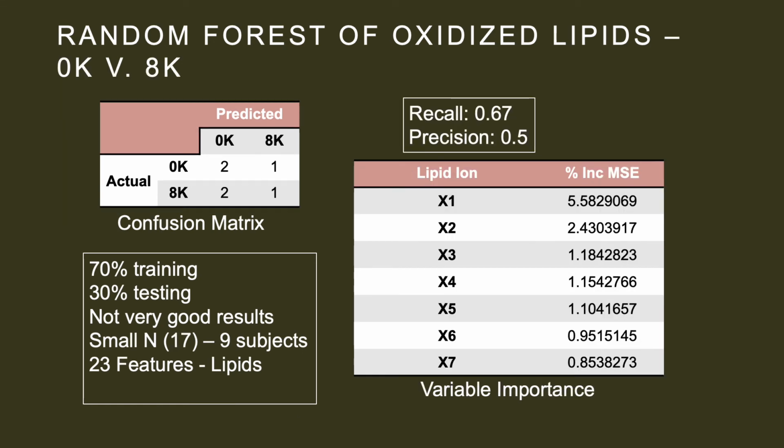So then the next one is looking at just ground level versus 8K altitude, and getting a little bit better performance there, but still not anything to brag about here, with a 0.67 recall and 0.5 precision. So again, nothing to brag about here. The same separation was done, 70% training, 30% testing. And this one had an even smaller N, obviously, because we were taking out one of the altitude levels. So it only had 17 total N, and still looking at 23 features or 23 lipids.